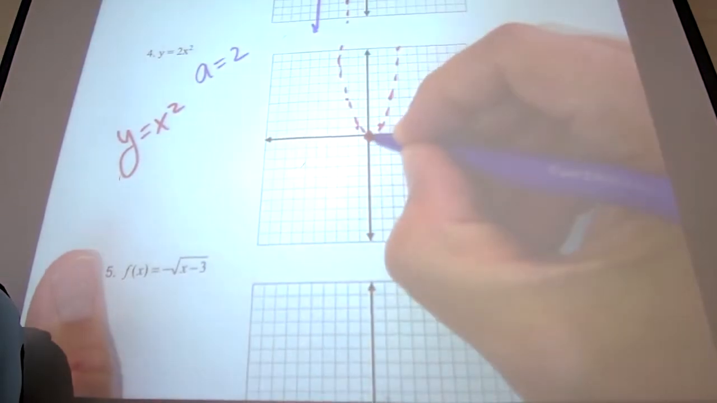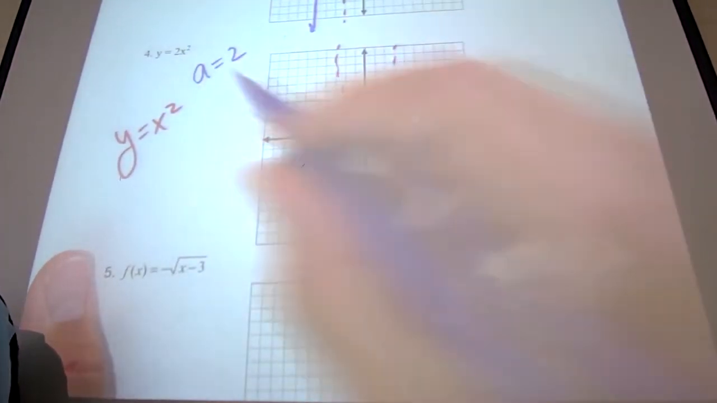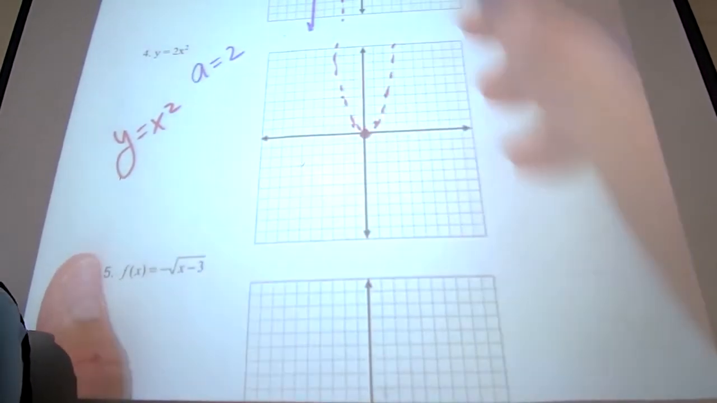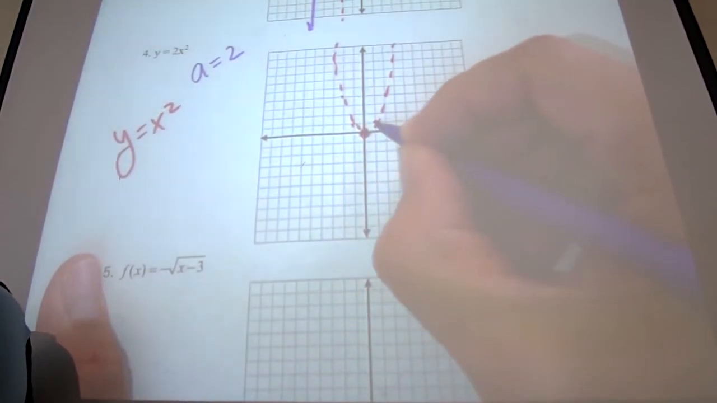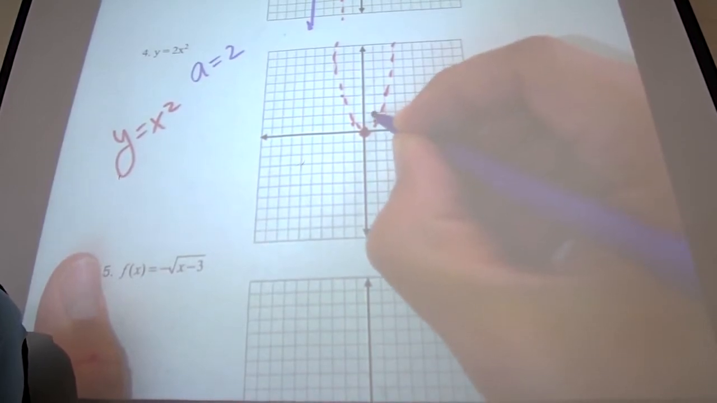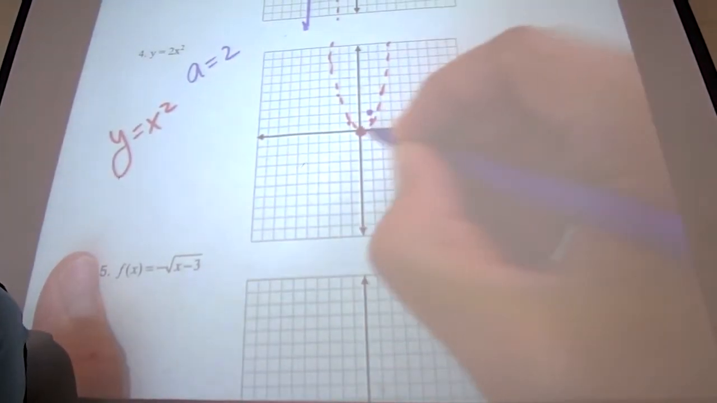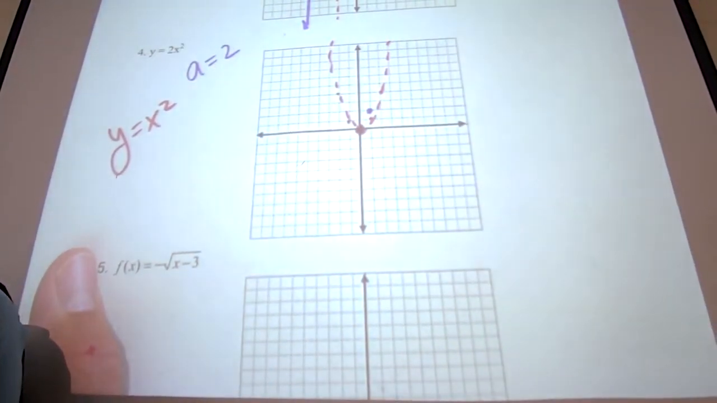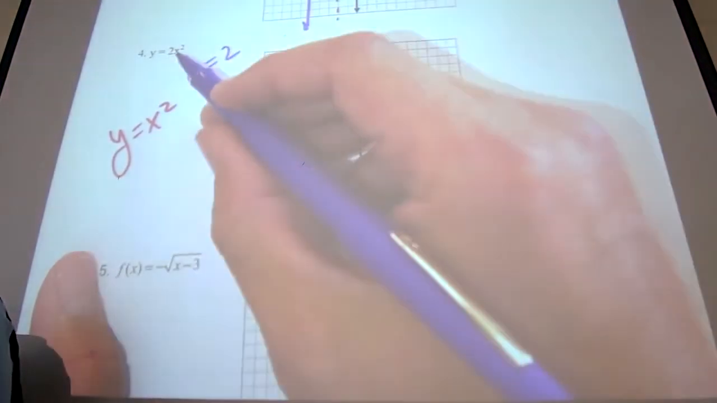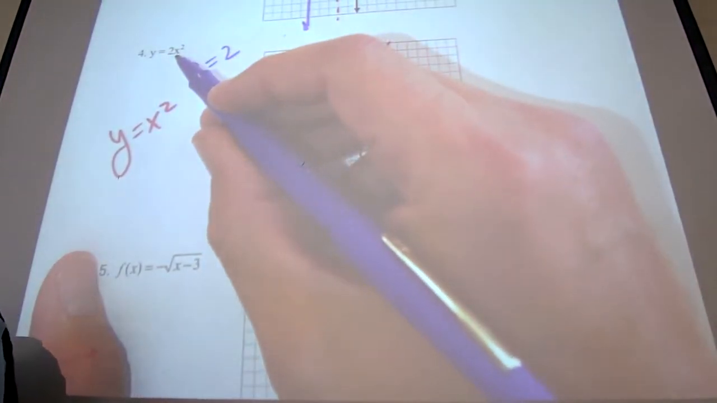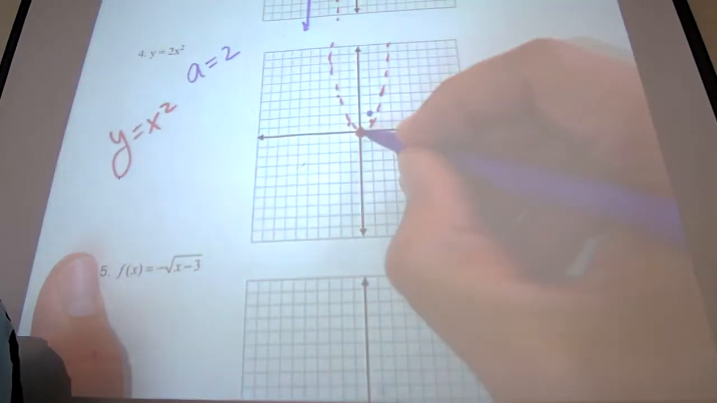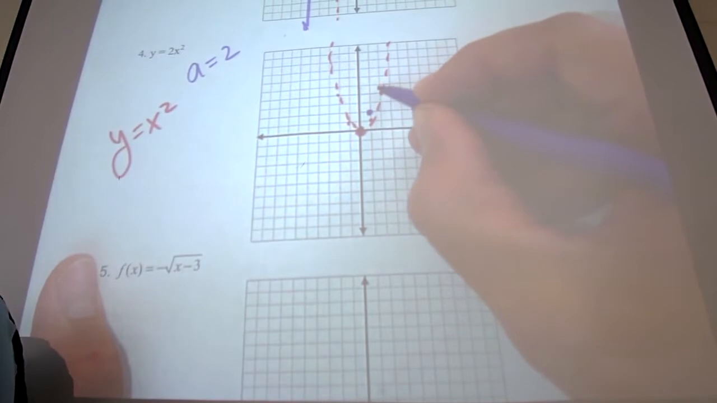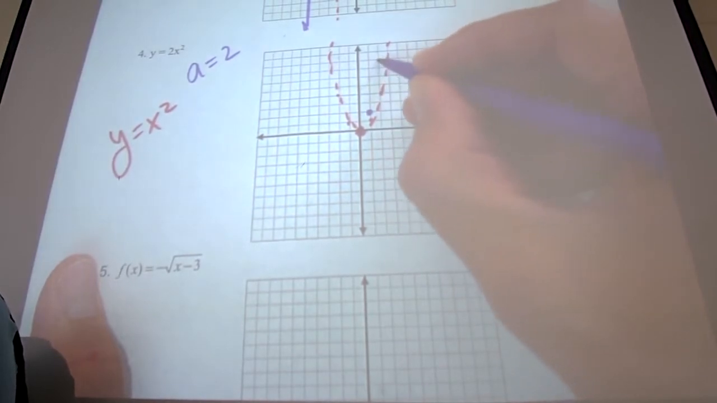So if I plug in 0, I get 0. If I plug in 1 here, 1 squared is 1 times 2 is 2. So if I plug in 1, it goes all the way up to 2. Okay? Normally I go over 1, up 1. Well, now it's getting stretched by a factor of 2. I'm multiplying by 2. Next one, if I plug in 2, 2 squared is 4, and 4 times 2 is 8. So over 2 up 8. There's 4, 5, 6, 7, 8 right there.